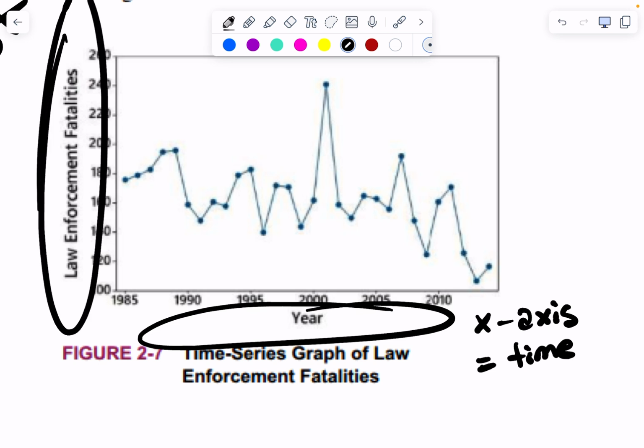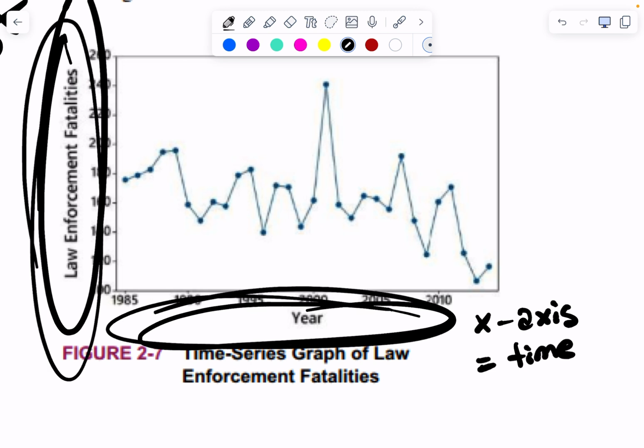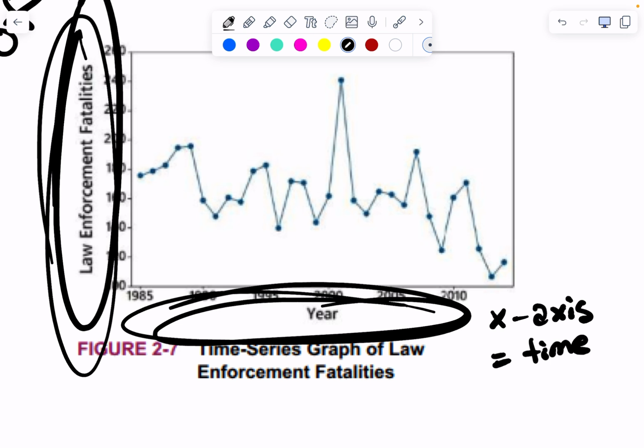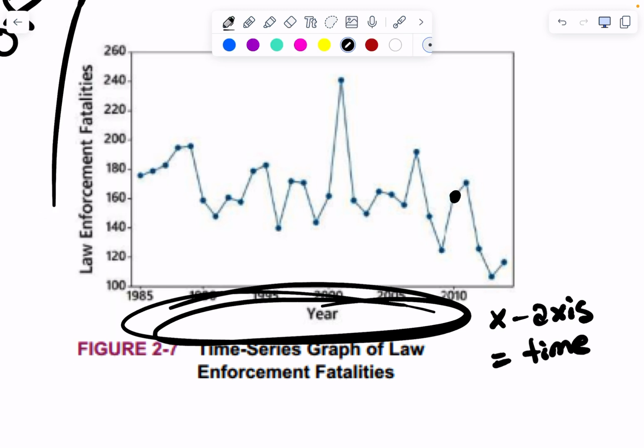So on this chart, you have 2 axes to label. You need to label what this is down here, and then you need to label what this is over here. Got it? So make sure you're putting your labels on there, all right? And then your dots, they start and they go like this. So I can see that in the year 2010, we had about 160 law enforcement fatalities, right?